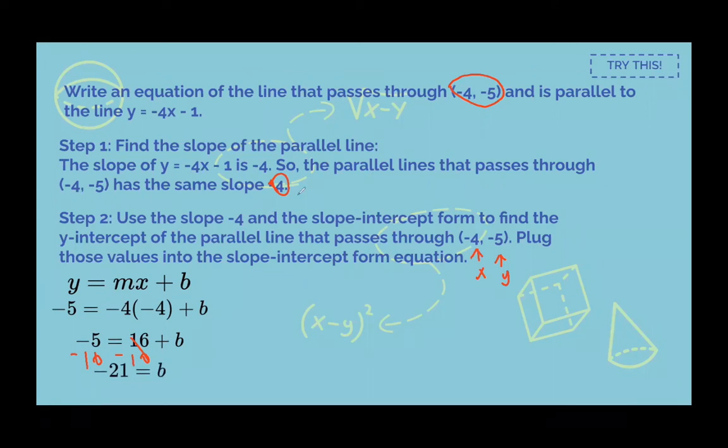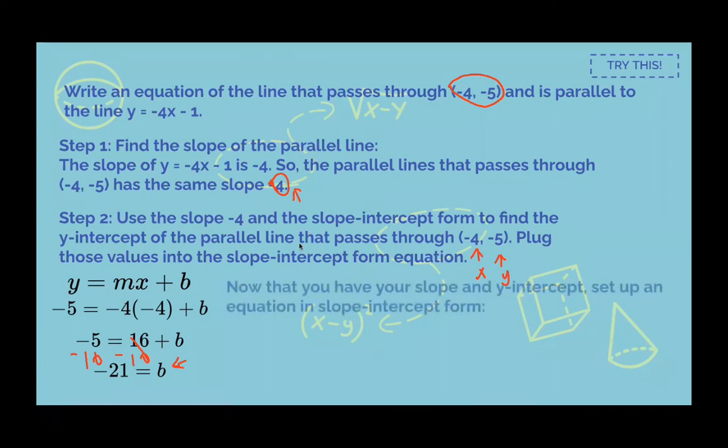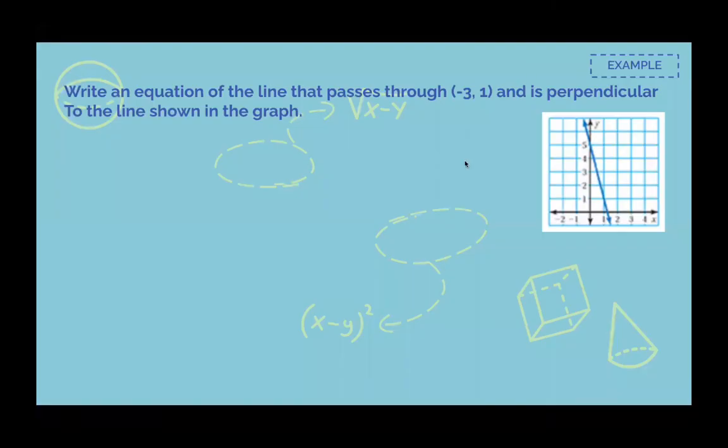And as always, once you have your slope and your y-intercept, you can plug that into y equals mx plus b to get your final equation, which will be y equals -4x minus 21. Let's look at this next problem.